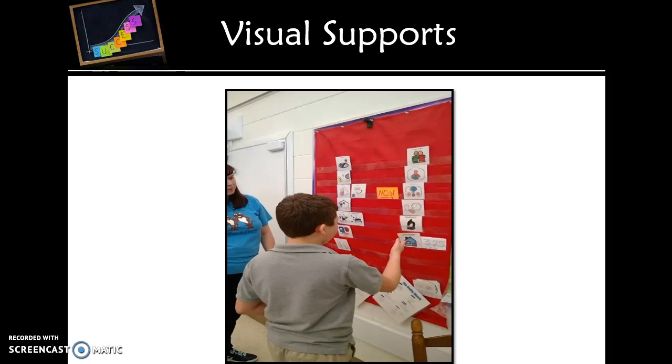The first essential support is visual supports. Maybe a student needs a class-wide visual schedule to provide consistency and predictability throughout his day. The teacher in this picture even uses a now card to show the student the class they're currently in.